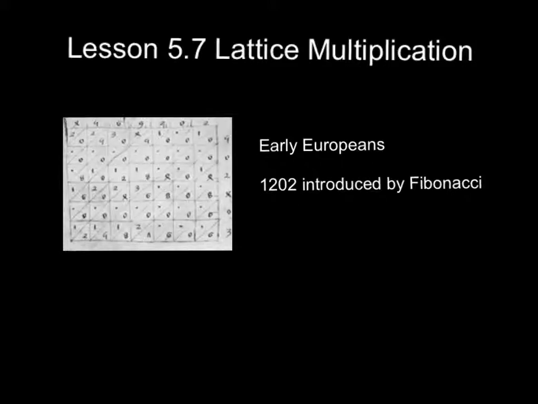So around the year 1202, Fibonacci introduced lattice multiplication. This method is actually named after an iron grill that was placed on windows, also known as a lattice. In this picture, you'll see about the year 1300 is a calculation of some rather large numbers being multiplied.